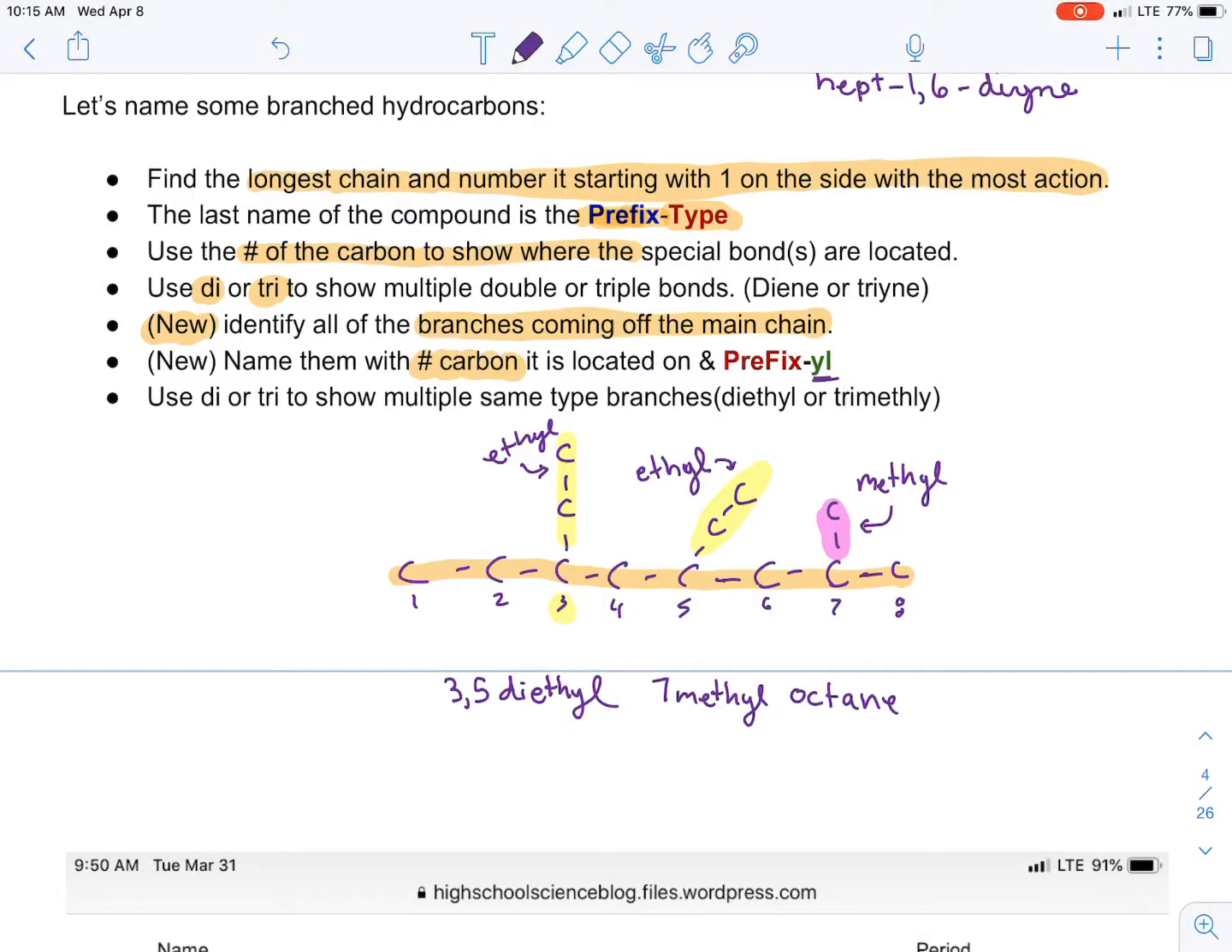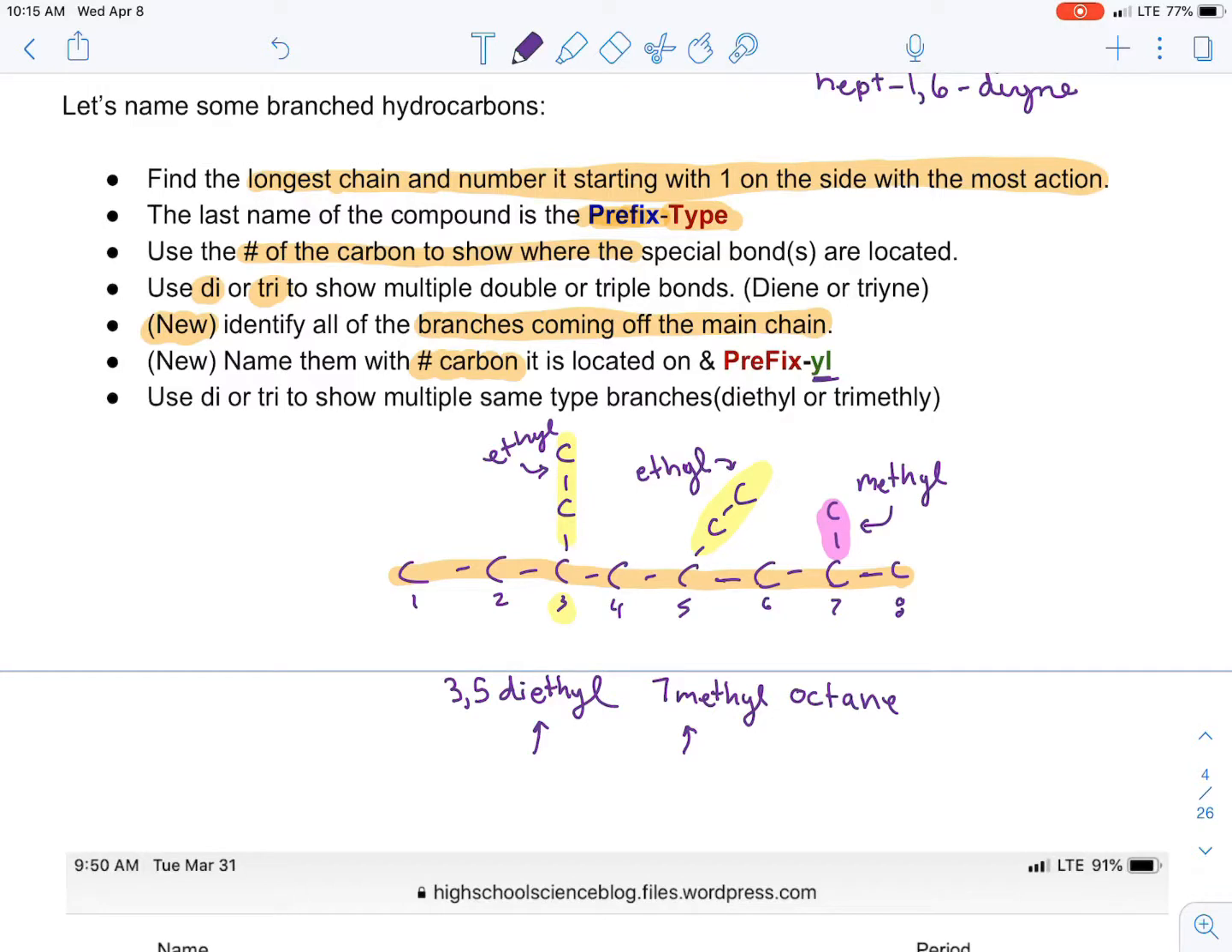Now, why did I put the ethyls first? Well, this is the crazy thing. They put them alphabetically. I don't know why they chose that method. You'd think by which one came first or whatever, but no, it's alphabetically. And the reason I picked ethyl first is because E comes before M. So they're supposed to be alphabetical.